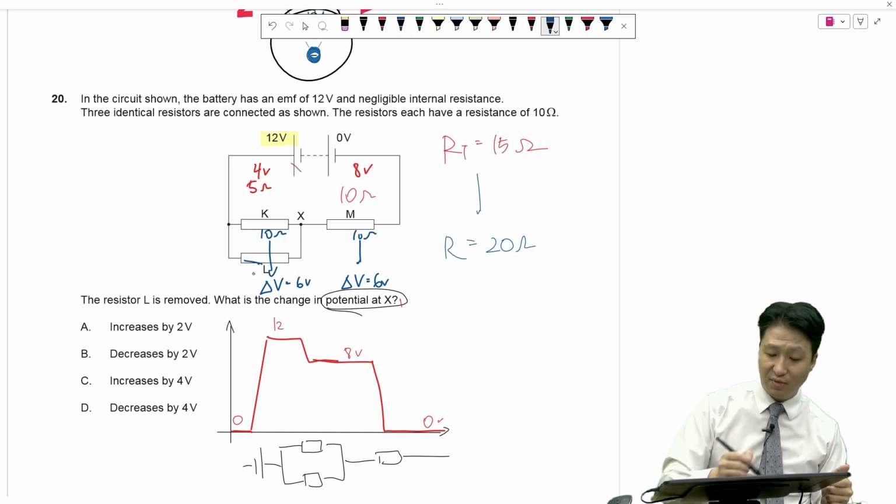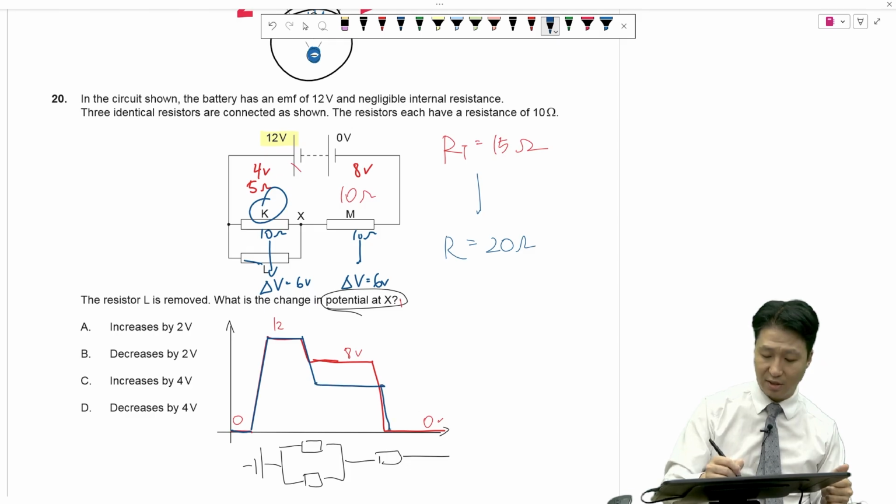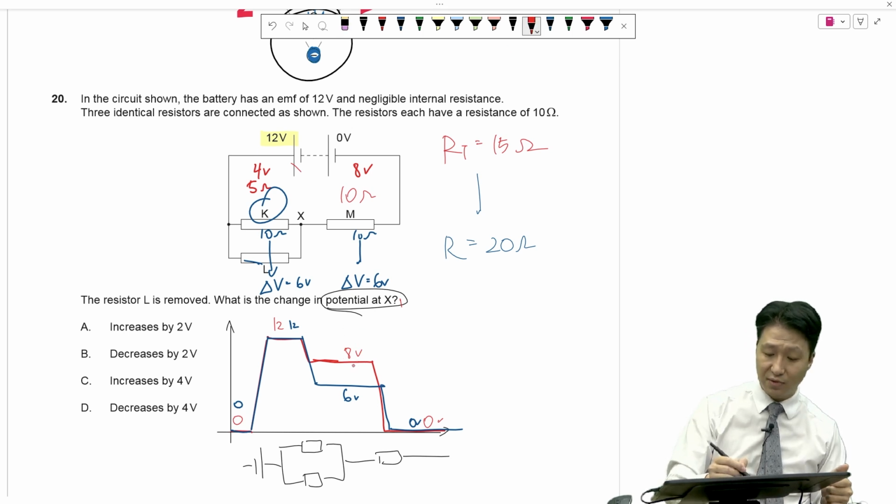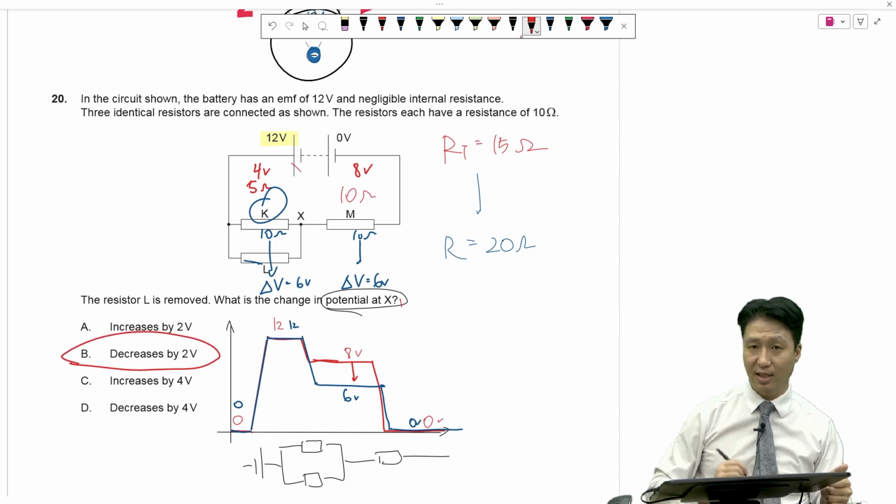What happens after you remove L then? Well, you start at 0 volts, you go up to 12, still at 12. Then when you go through K, it goes down by 6. This is what it means. Voltage goes down by 6 to here, and then goes down here. So, it starts at 0, goes to 12, drops by 6, so it goes to 6 volts here, and drops by 6 again. Which means initially X was at 8 volts, it goes down to 6 volts, it decreases by 2 volts. The answer is B.